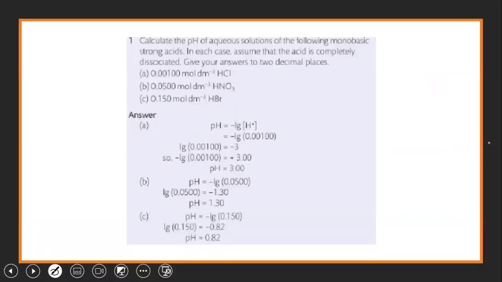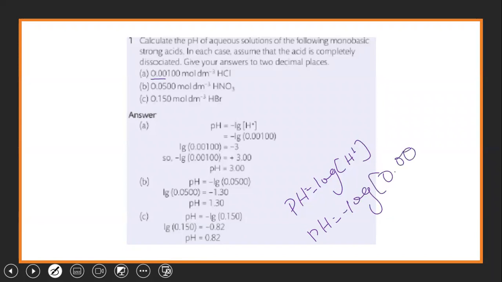So for example, over here, the question is saying calculate the pH of aqueous solution of the following monobasic strong acids. For example, we have 0.001 mol/dm³ HCl. So we can use the formula pH equals minus log [H+]. The concentration of your hydrogen ions is 0.001. This is a monobasic acid.